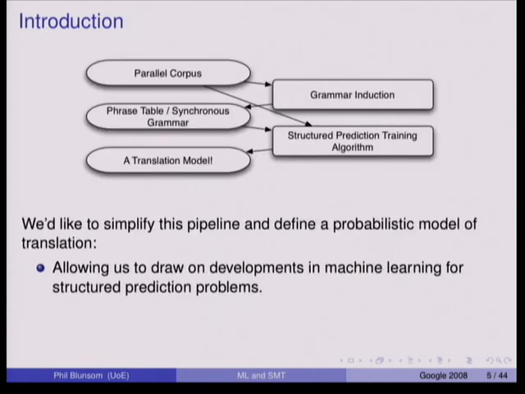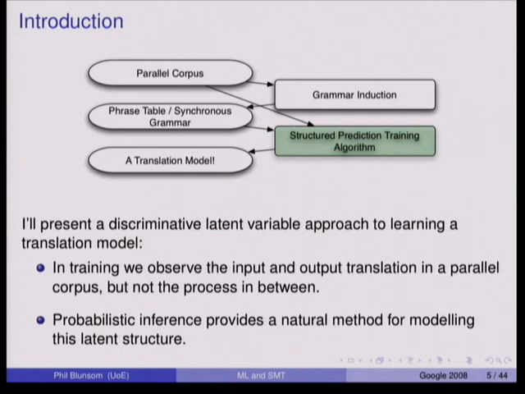So I'd argue that something more like this might be appropriate, in which we think of translation as grammar induction, or if you're talking about phrase-based models, phrase table induction. And then structured prediction, where we train a model to do the translation task. So what I'll talk about today is these two ideas. First I'll talk about discriminative training of a model: given a grammar and a parallel corpus, using discriminative training to train a translation model.